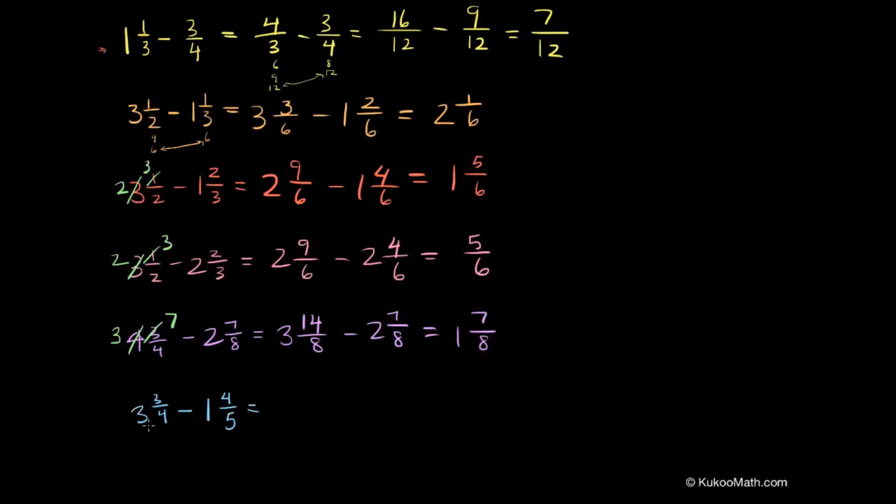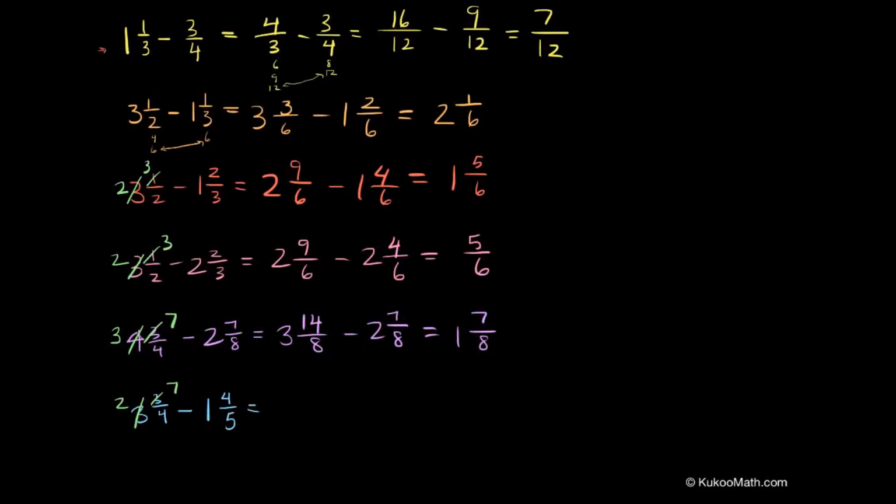Now we have one more problem. 3 and 3/4 minus 1 and 4/5. So 4/5 is greater than 3/4, so we're going to have to borrow again. Let's cross out and make that a 2, and then add 4 to the numerator, so it's 7. And so we have two different denominators. We're going to have to calculate the least common multiple for these.